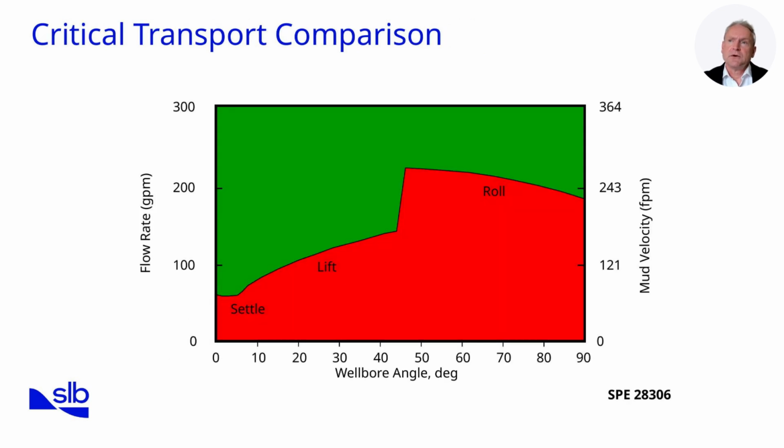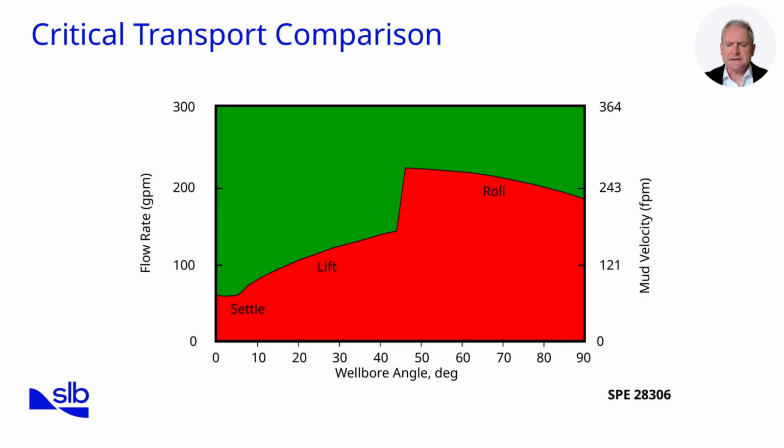Looking at the critical transport comparison, or how cuttings transport changes with wellbore inclination. The graph compares three mechanisms: rolling, lifting, and settling of particles in the annulus. Along the x-axis, we have wellbore angle, from vertical at 0 degrees to horizontal at 90 degrees. On the y-axis, we see mud velocity and flow rate. In a vertical hole, the drilling fluid easily suspends cuttings, and relatively lower annular velocities are sufficient to transport them to surface. As we move into the intermediate angle range, between 35 and 55 degrees, transport becomes most critical.